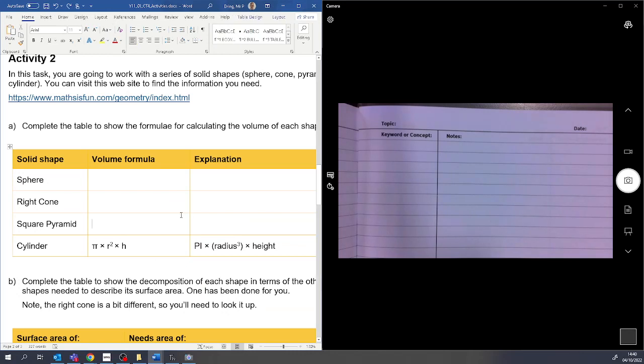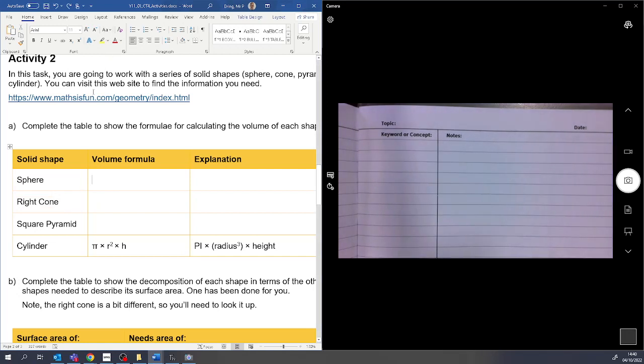So let's have a look at activity 2. You are not expected to remember these formulae for your Python exam, by the way. You may well have to do the calculation, but if you have to do the calculation, then you'll be given the formulae in the exam that you have to try and convert into Python. So let's have a look.